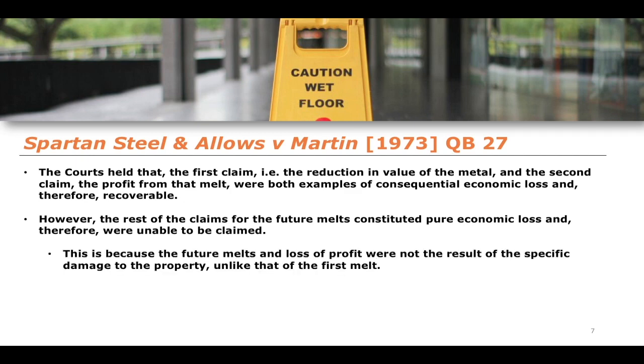The reason why was because these were future melts, and these were just the loss of profits as a result of losing out on potentially having electricity in the future. These weren't anything to do with the specific damage to the properties, which was the case in the first melts. So this illustrates very nicely the distinction drawn by the courts between a consequential economic loss, which is the consequence of damage either to oneself, to one's property, to psychiatric harm, etc., and pure economic loss.